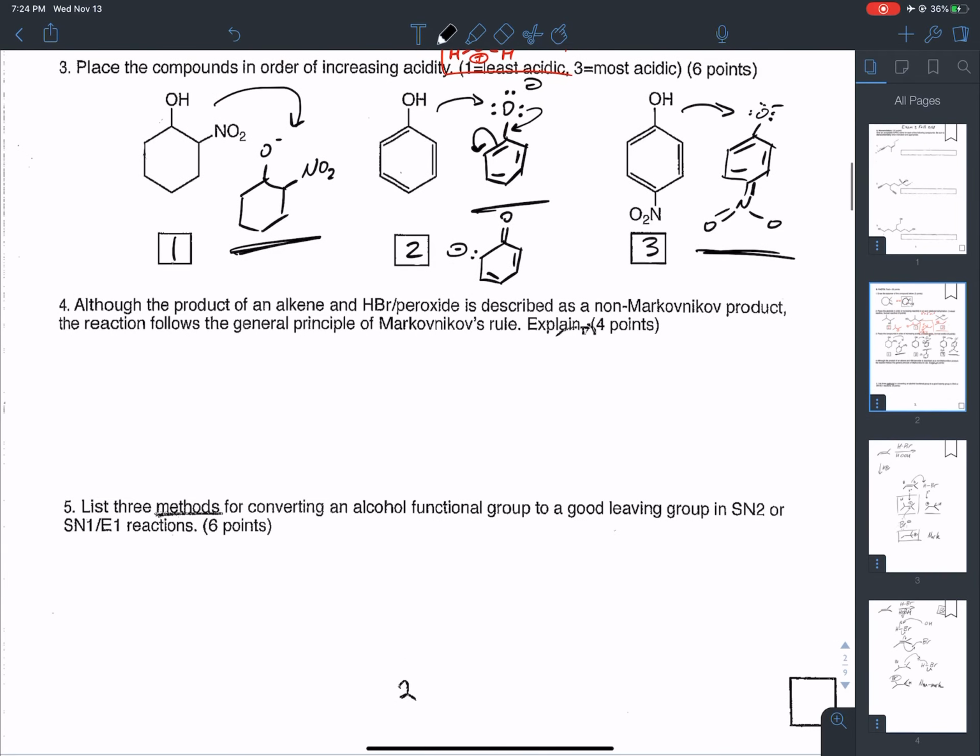So let's go back up to our essay question. Now we know what we need to know to answer this thing. Although the product of an alkene and HBr peroxide is described as a non-mark product, the Br adds to the less substituted side, that's what that means, the reaction follows the general principle of Markovnikov's rule. Explain. So the first thing we're going to say is that the bromine radical will add first.